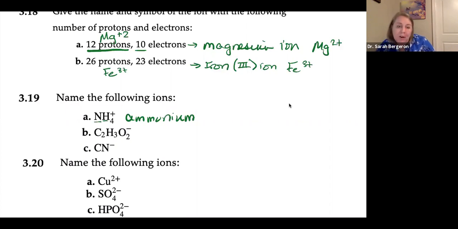C2H3O2-. Go look for it on the table. Take a second, go look for it. I'm not going to find it for you. You need to find it. It is called acetate. Acetate.